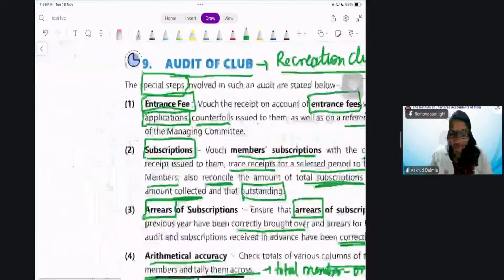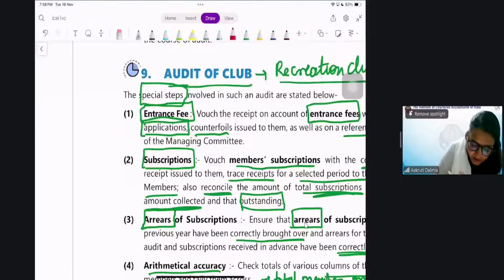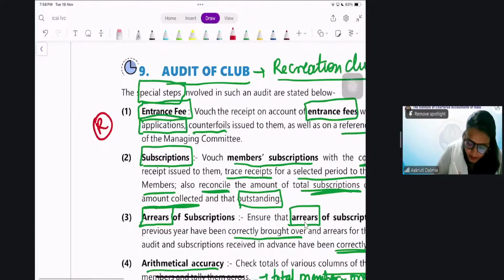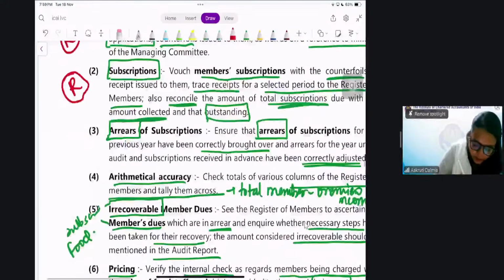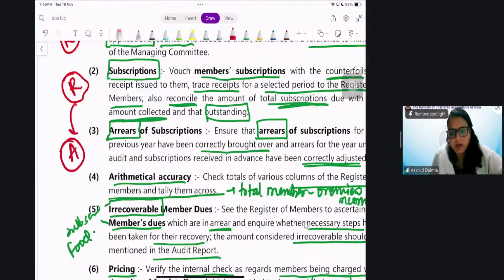Now let's divide it. What is entrance fee? We are checking receipts. Again, subscription, what are we checking? Receipts. Arrears of subscription, this is part of receipt, but it becomes your asset. Any kind of arrears.